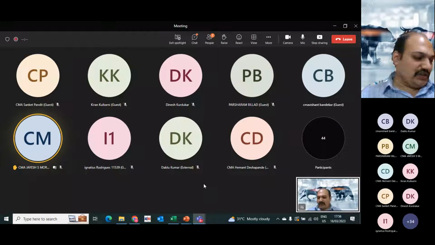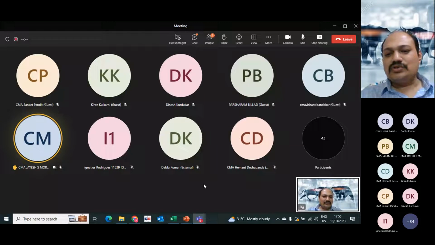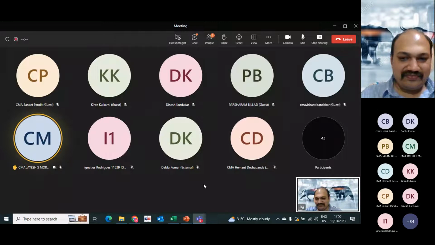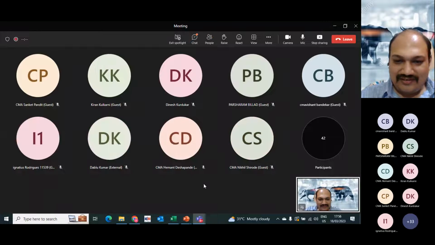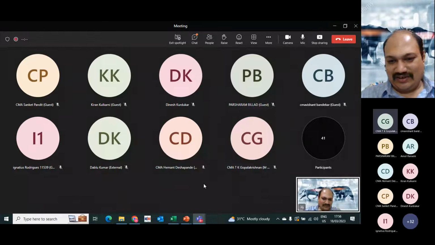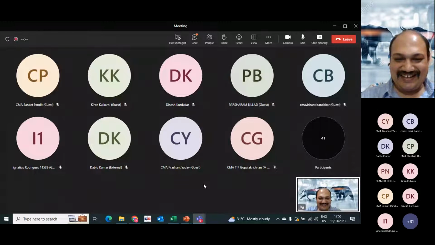Okay, another way is the expectation of dividend and bonus shares. Bonus shares, okay, all right. It is the opposite of intraday trading. Okay, all right, then next.